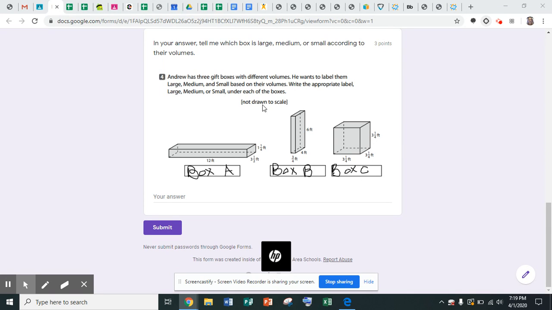And these are not drawn to scale. So do not look at them and think, oh, this one's medium, this one's large. Do not go by their size, because they are not drawn to scale. You need to figure out the volume and then determine which one is large, medium, and small.